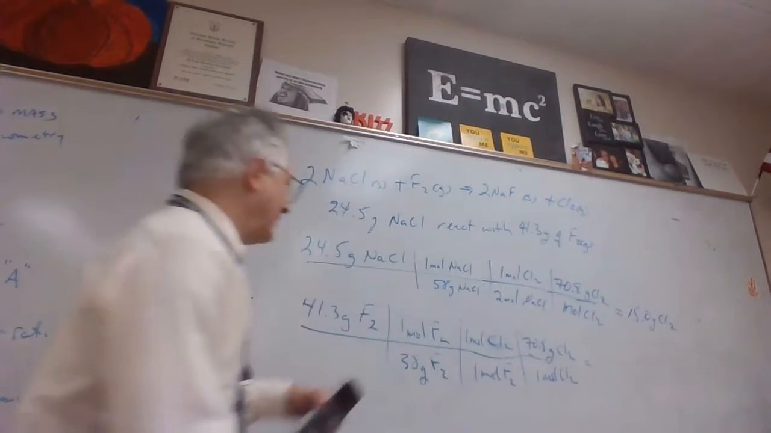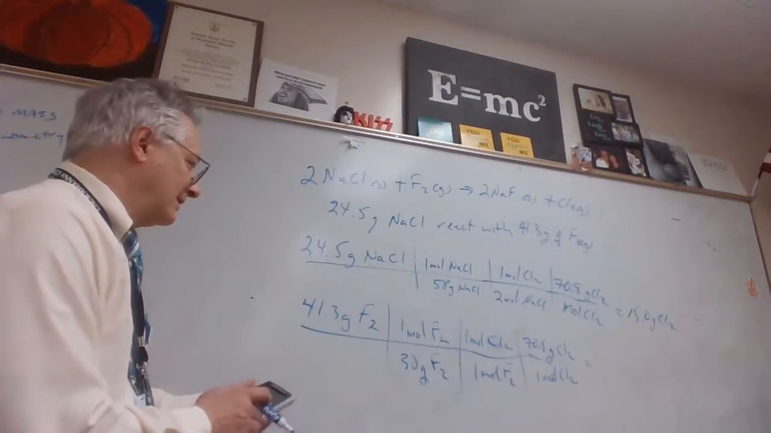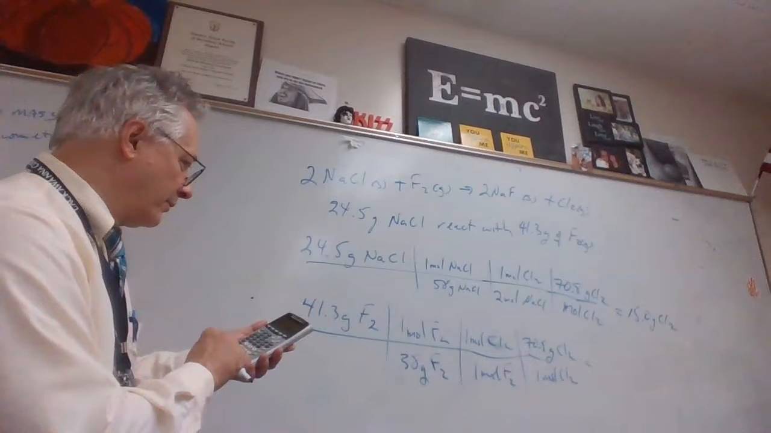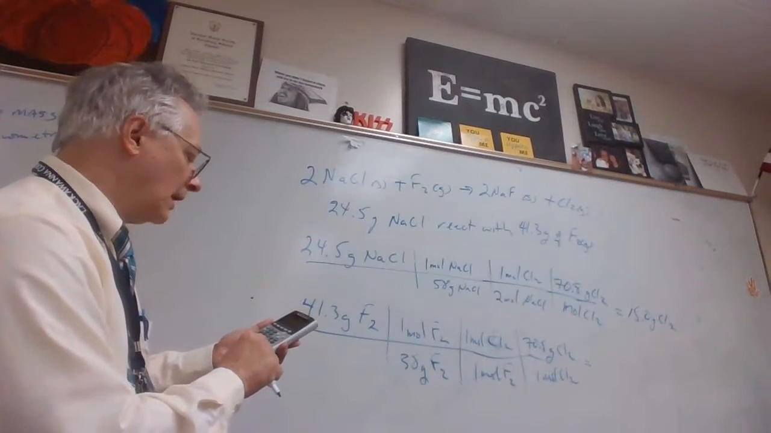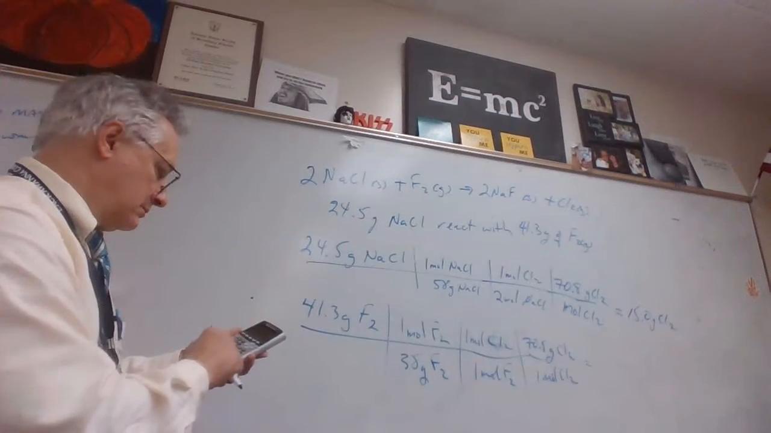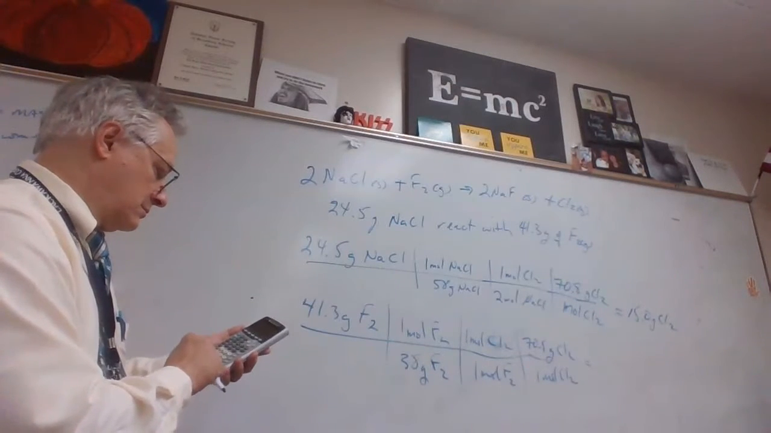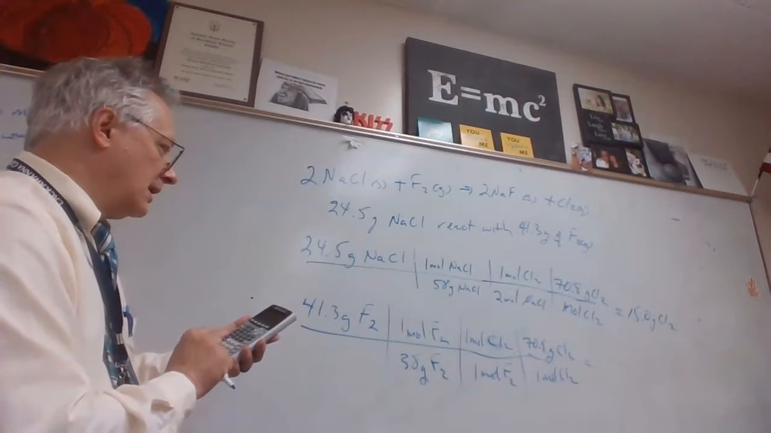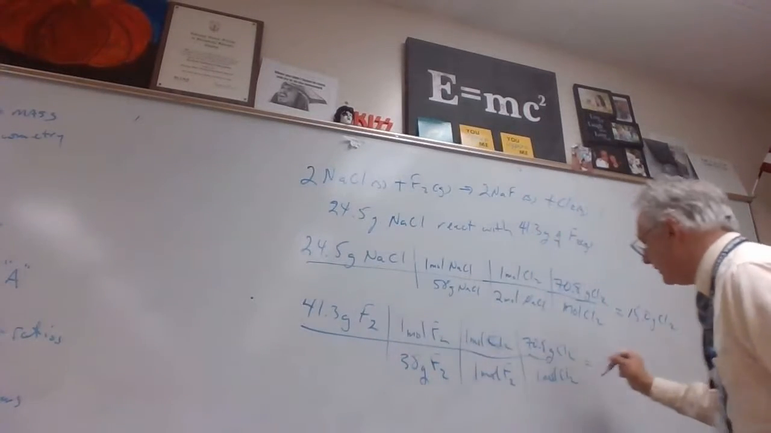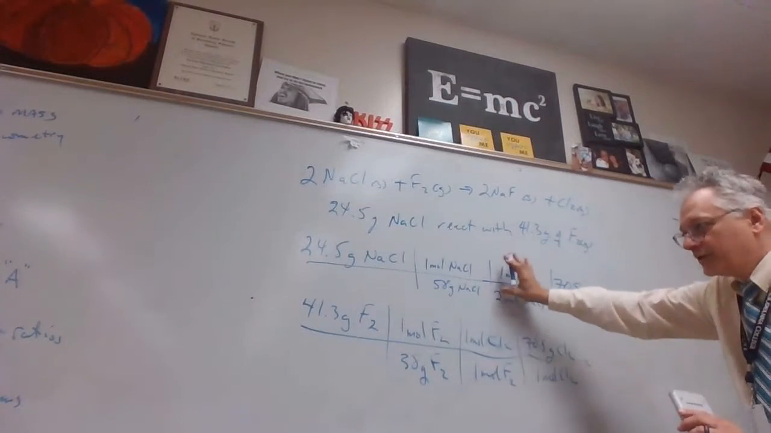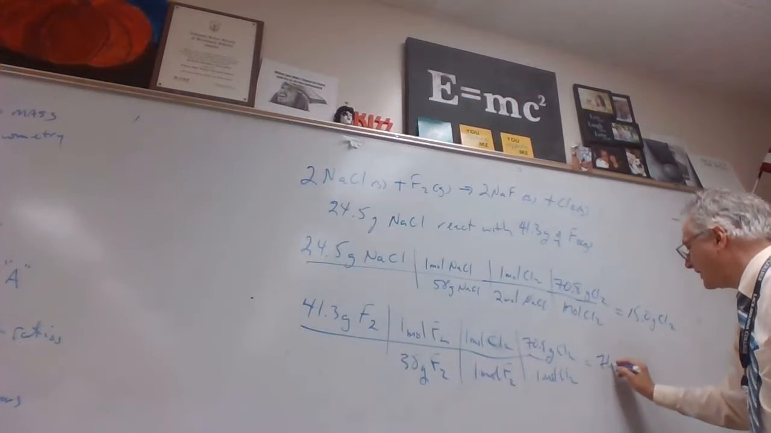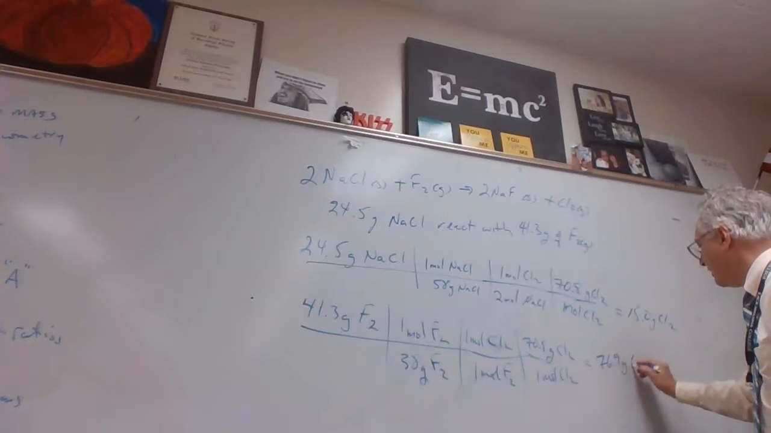And I can kind of already tell that we're going to get more, because that's more than 1 mole. But let's do it anyway. 41.3 divided by 38. And you end up, if you had that much fluorine, and you're just ignoring this, you could potentially make 76.9 grams of chlorine.